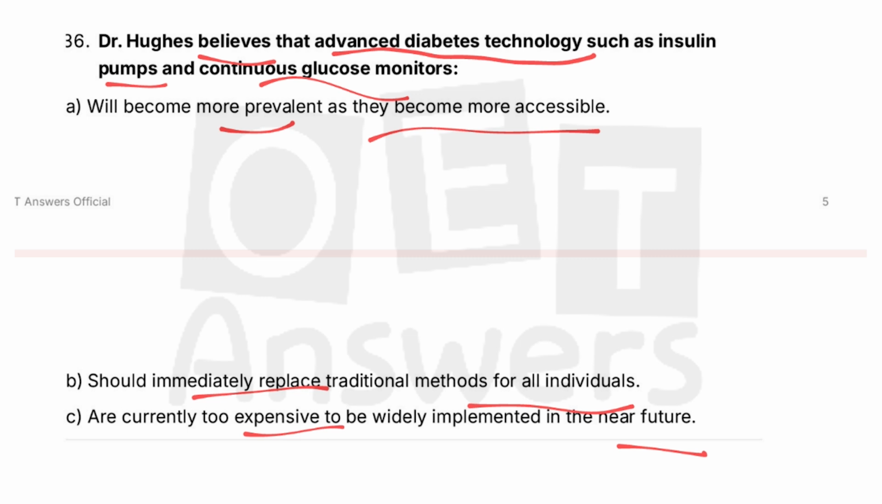So based on his belief, his belief about the CG monitors and the insulin pumps, what is his perception for the future? You can predict your answer: who is speaking, what type of statement they are providing, and whether it is an opinion or recommendation. Everything you can predict, and after playing the audio you can confirm your answers. When you are answering options, don't just put a tick, you should trace the answer option. Clear about it? If you follow this method, it is a very easy method.